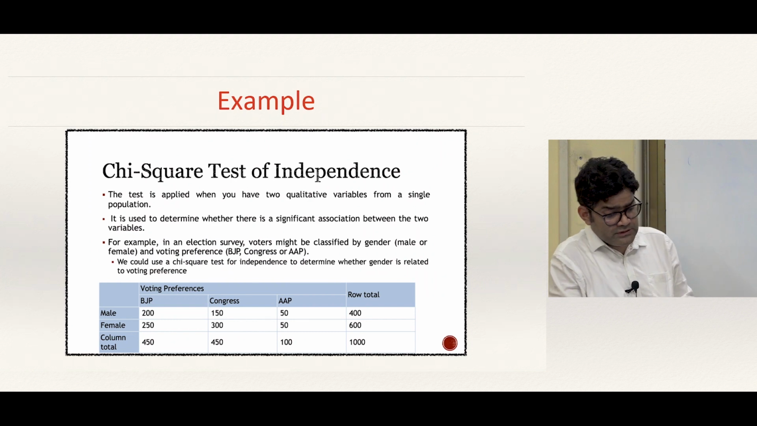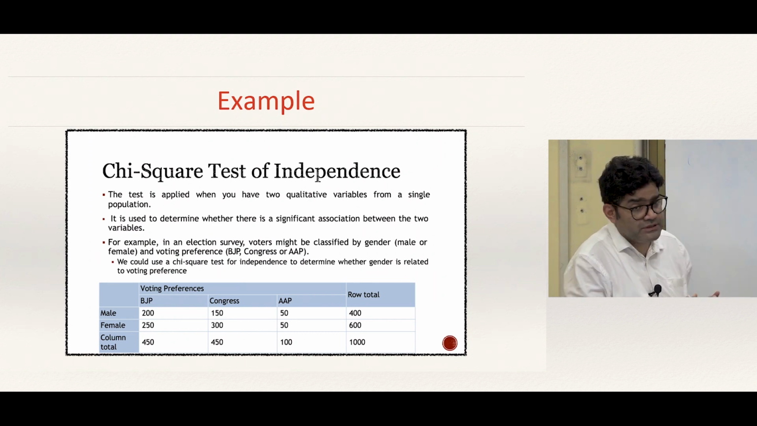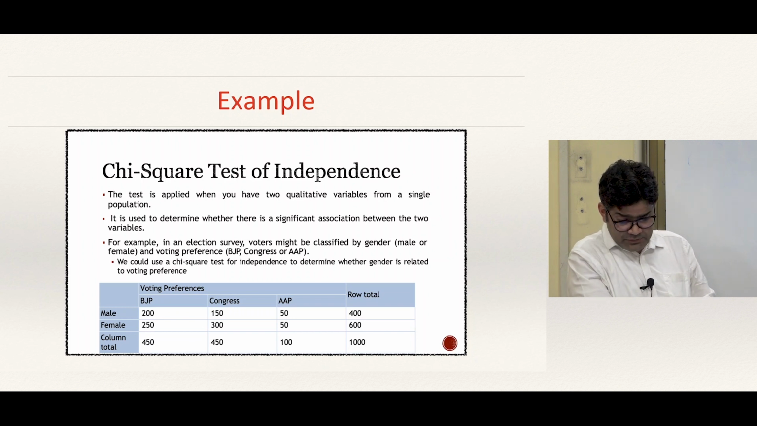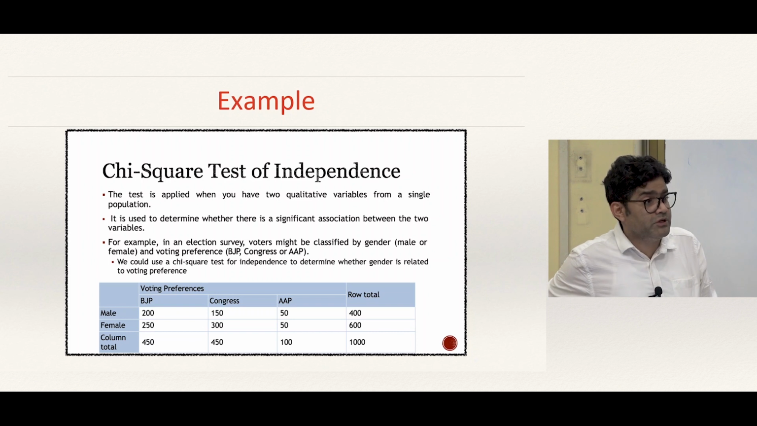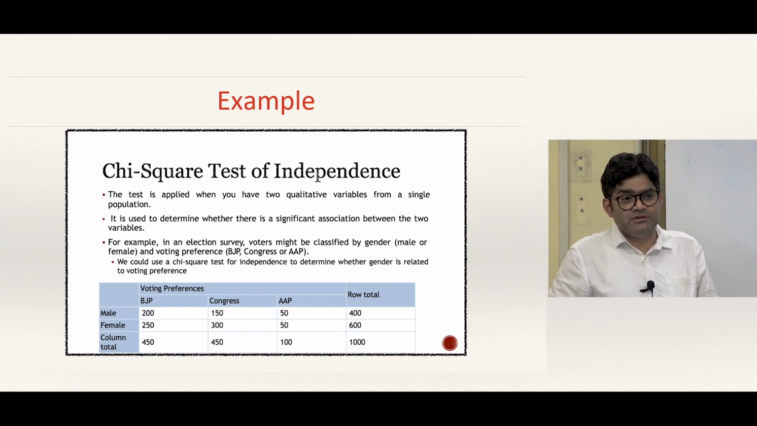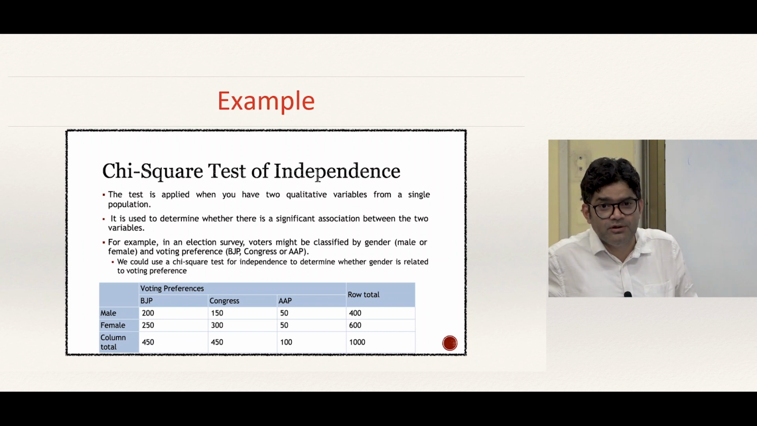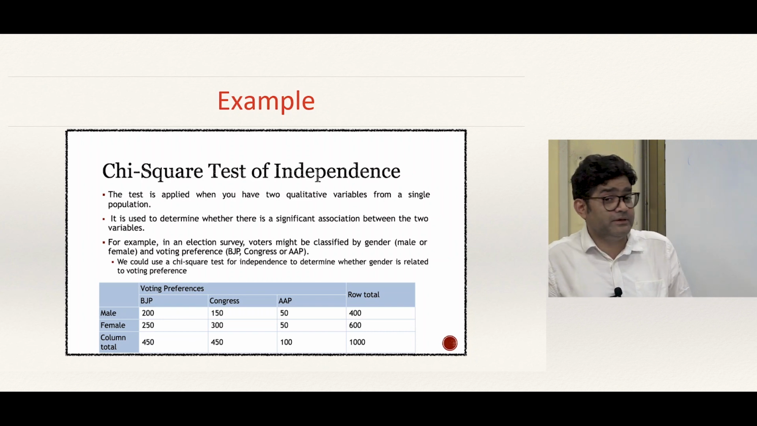Okay, so this is an example where our objective is to have the testing of hypothesis, and here with respect to gender we are having voting preferences. So this is just an example, nothing to do with anything. And if you want to find out the association of gender with respect to choice of the political party.